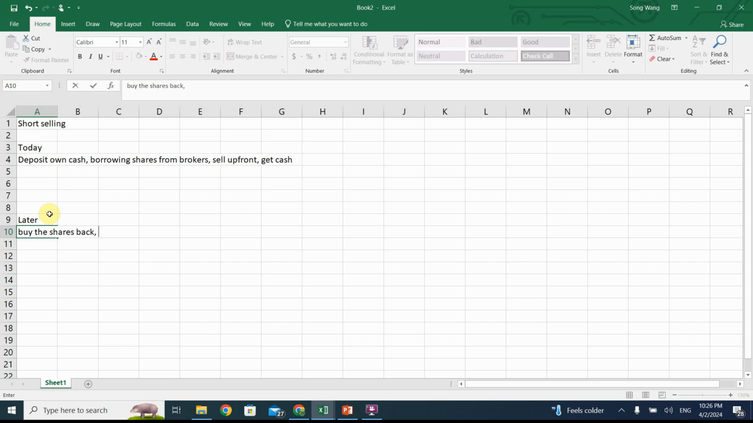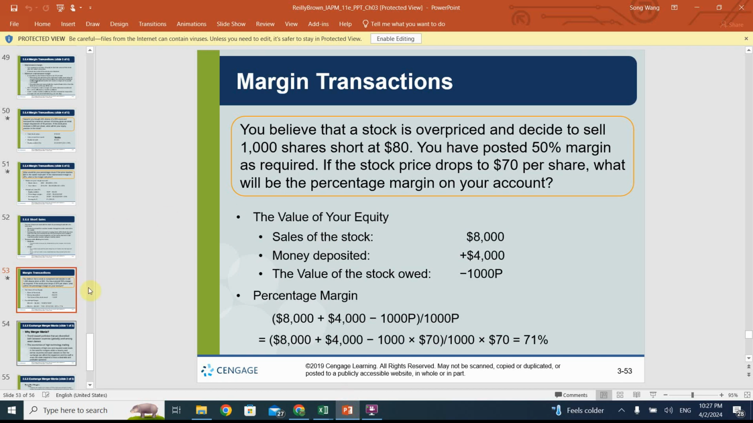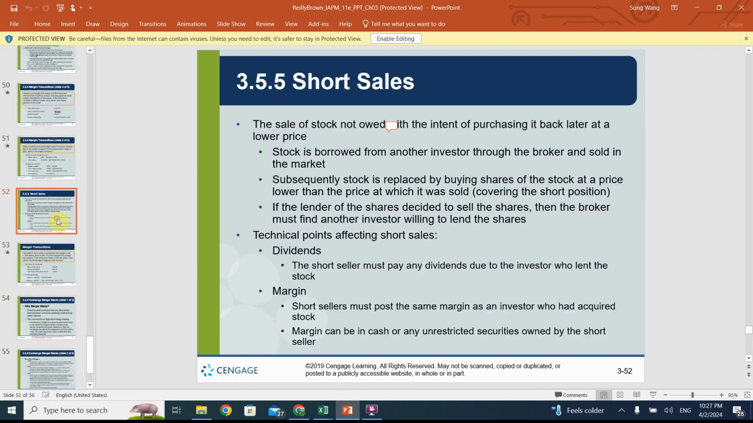All right, and then you will return the shares to the broker you borrowed from. Okay, so if the share price drops, you buy at a lower price and return the shares to the brokers, then you're done. And that's how you make money. If you are unfortunate and the price increases, and you buy it back at a higher price, you suffer a loss.